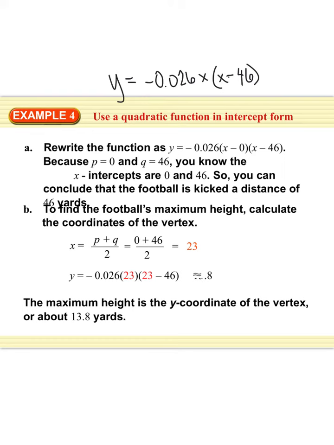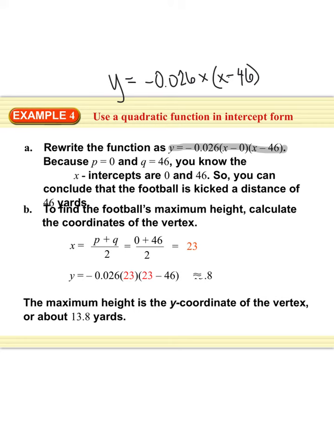So I wrote the original at the top, and here is intercept form. So for that first x, we just need to change it to x minus 0. Okay, now we can find our x-intercepts. So we know that p is 0 and q is going to be 46. And then we can tell from that, because our x-axis represented distance, that the ball was kicked 46 yards.